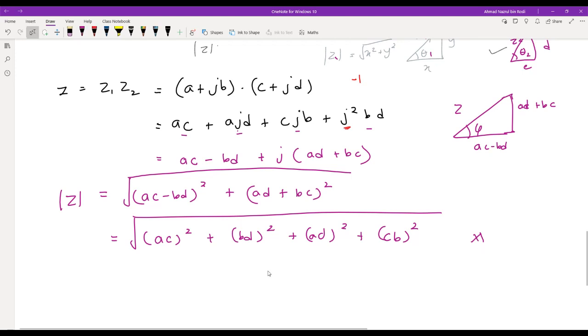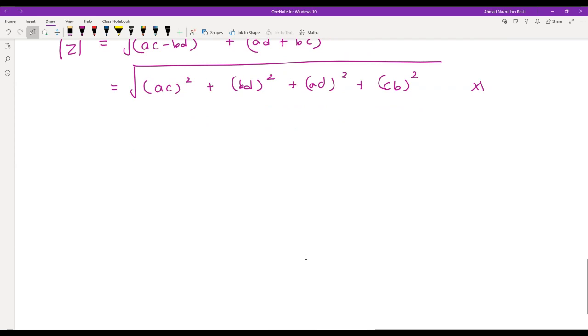For the magnitude of Z, the length will be the magnitude of Z. So right now we try to find the magnitude of Z1, and also the magnitude of Z2. And then we try to multiply both, the magnitude of Z1 times the magnitude of Z2. Can we get this value? So right now we have A plus JB for Z1. For Z2 we have C plus JD.